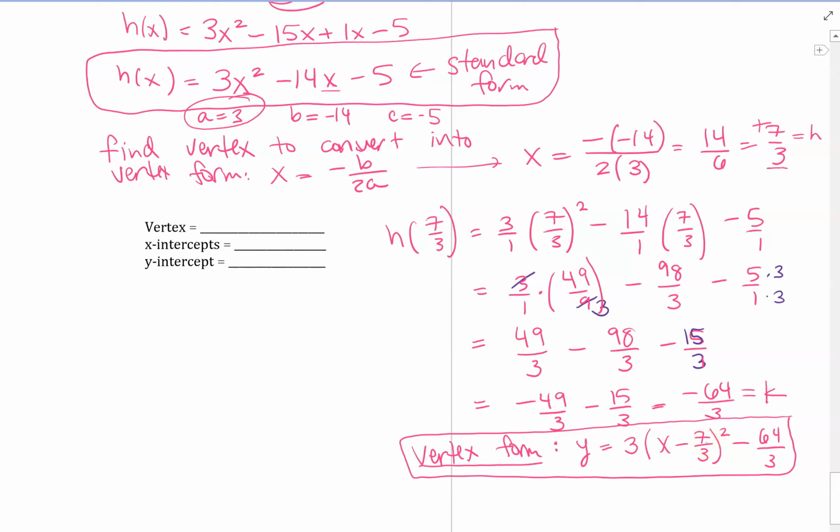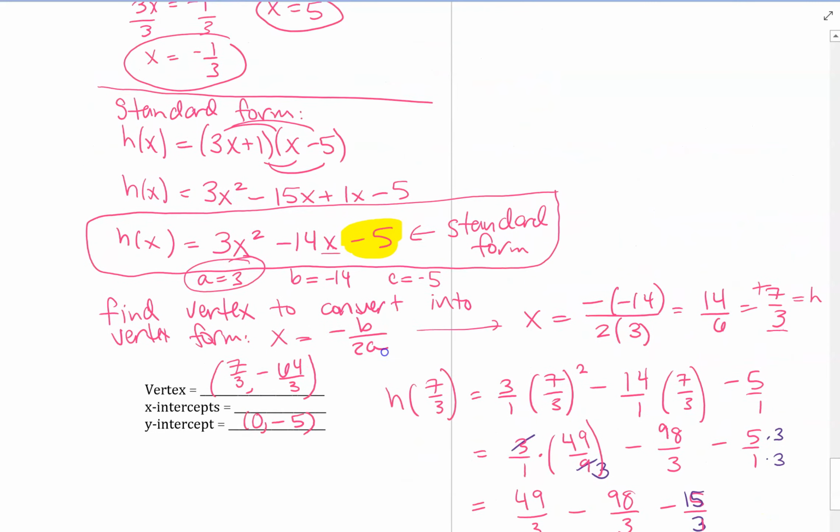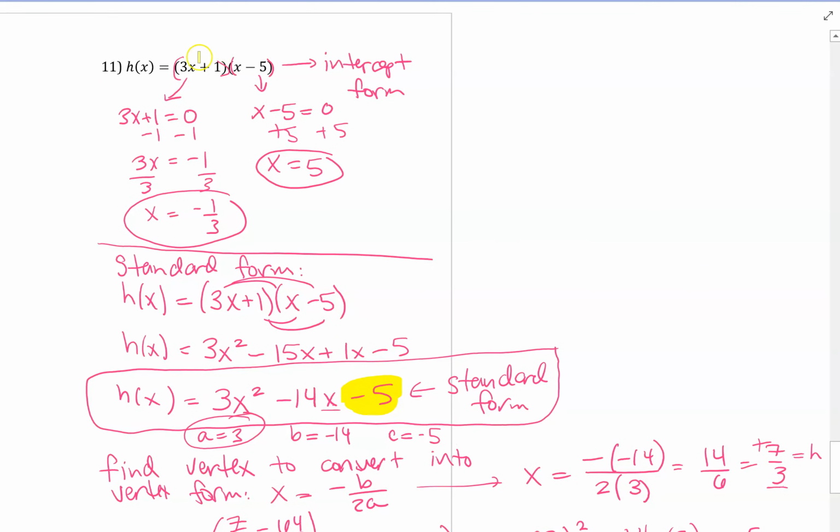Now that I have all three forms, let's keep track of the information we have. Starting with the vertex, we know from vertex form that h is 7/3 and k is negative 64/3. In standard form, we saw that the y-intercept was negative 5. And at the very beginning of this problem, when we were given the factors 3x plus 1 and x minus 5, we saw that the x-intercepts were positive 5 and negative 1/3.